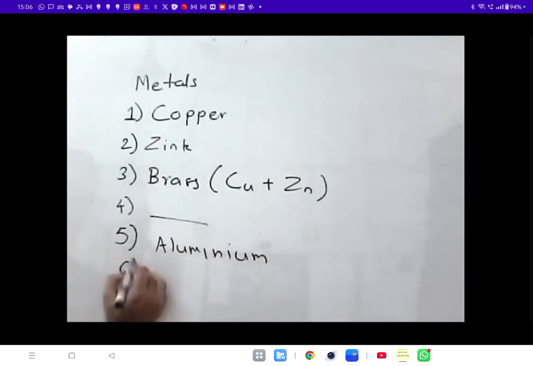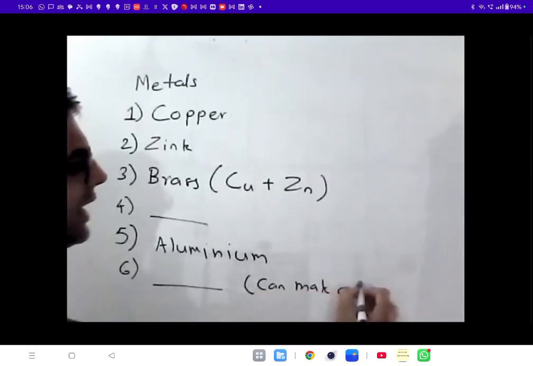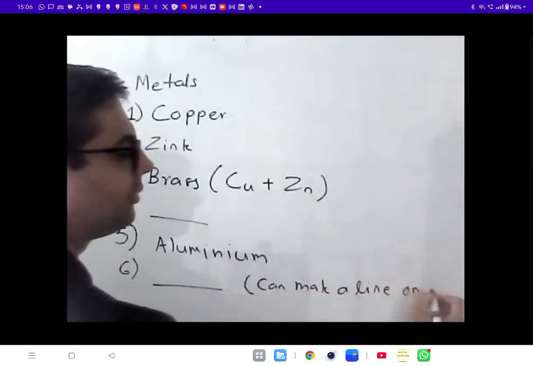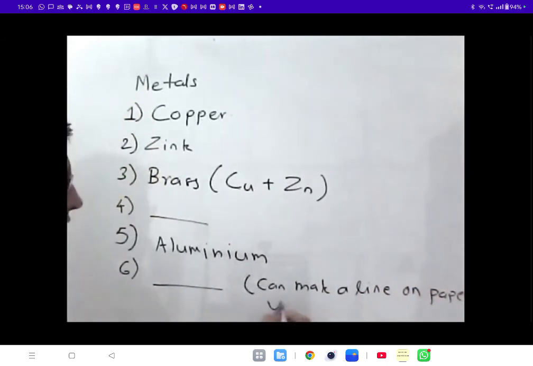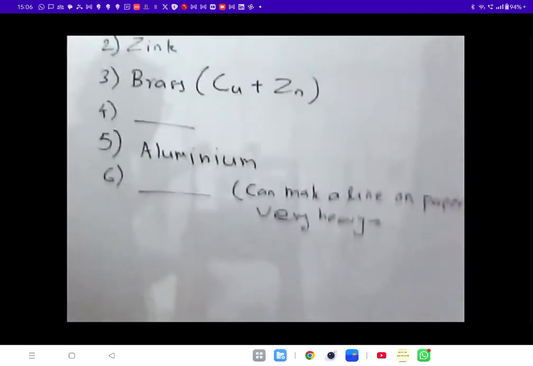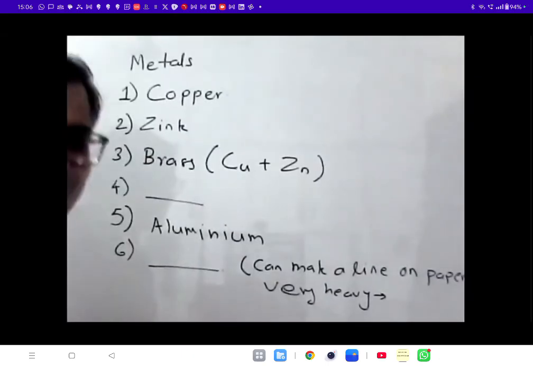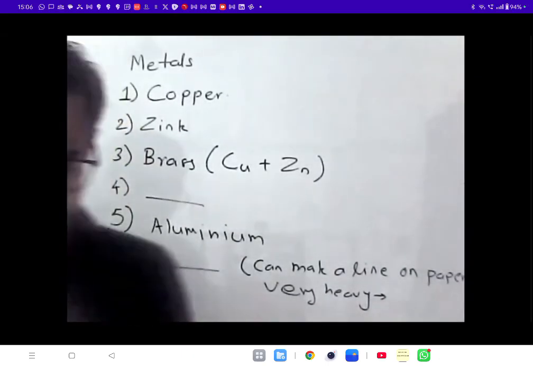And there was another with which we can draw a line. You write the name over here. It can make a line on paper, and it is very heavy. So what do we do? Its use is making aeroplane, correct? No. Don't make aeroplane. Bullets. Right, bullets. Alright, so 6.